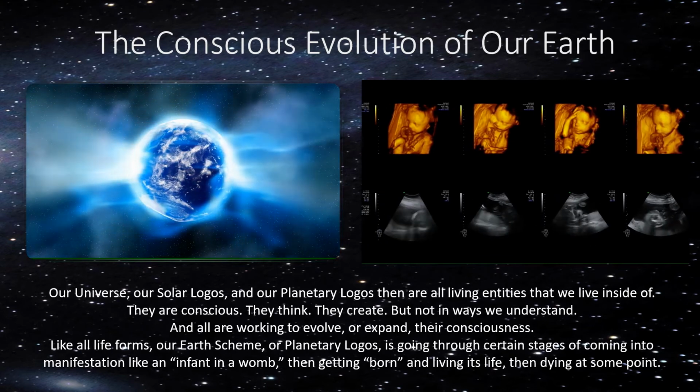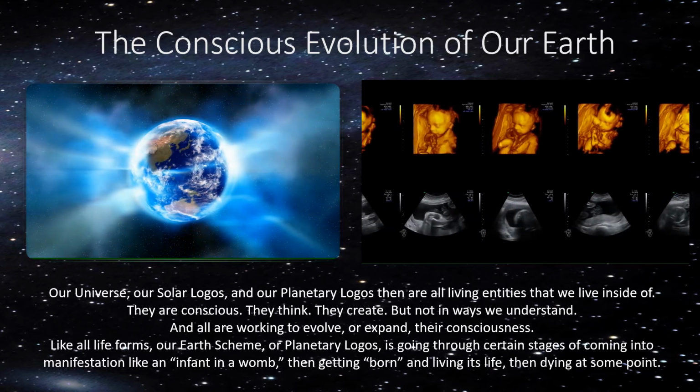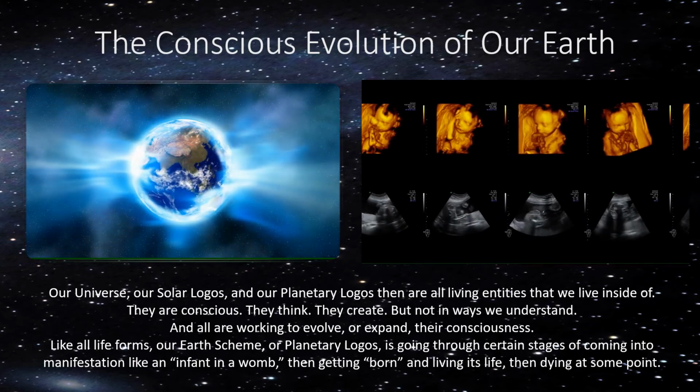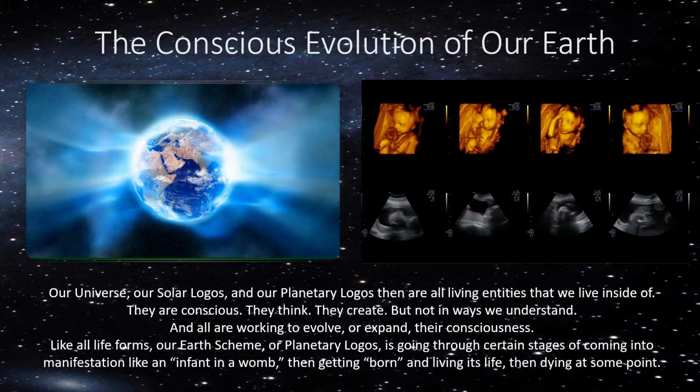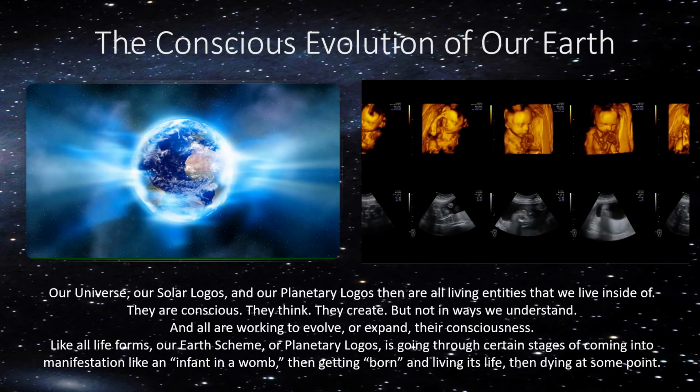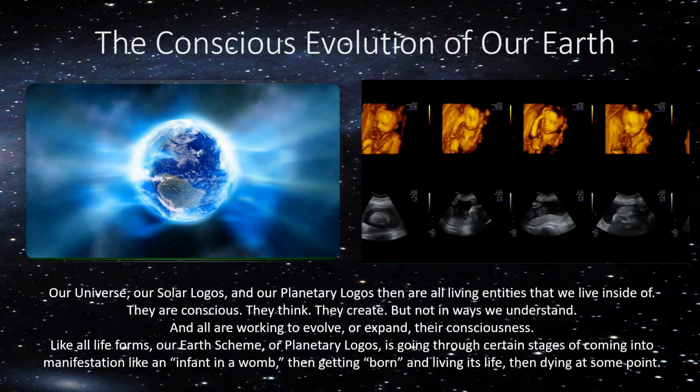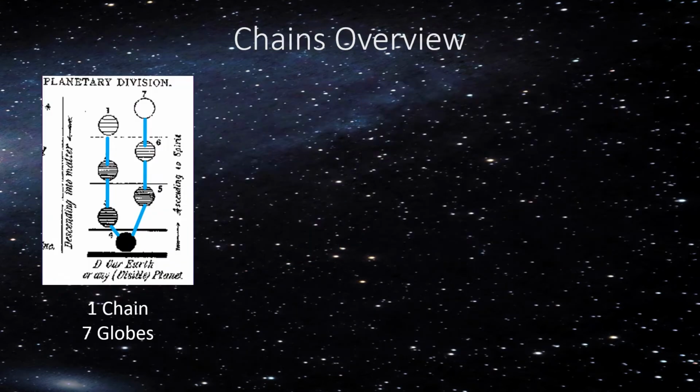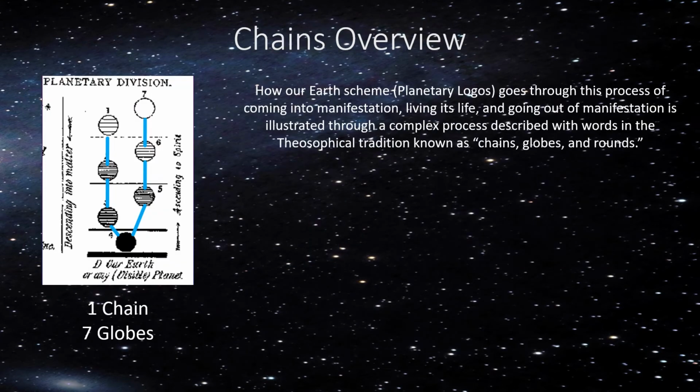Like all life forms, though, our Earth scheme or planetary logos has various stages of coming into manifestation, like when an infant is incubating in a womb, and then the Earth gets born, lives its life, and then it dies at some point. How our Earth scheme or planetary logos goes through this process of incubating in a womb as it's getting ready to come into manifestation, being born, living its life, and going out of manifestation is illustrated through a complex process described with the words in the Theosophical tradition known as chains, globes, and rounds.